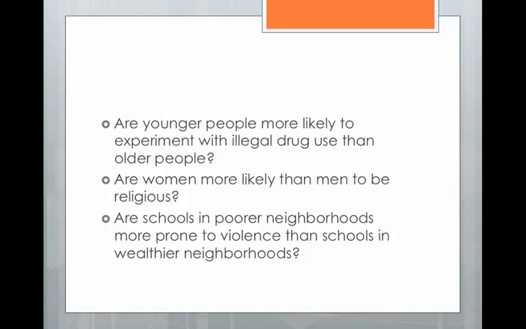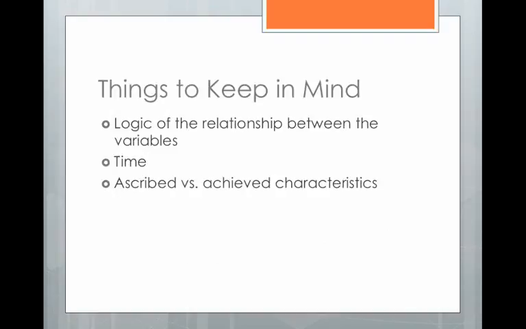Our third one here, are schools in poorer neighborhoods more prone to violence than schools in wealthier neighborhoods? So here the two characteristics that we're looking at are the income of the neighborhood that the school is located in and the rate of violence in the schools. And so here we're saying that the wealth of the neighborhood, if it's poor or wealthy, has an effect on violence in the school. So here, the wealth of the neighborhood is your independent variable, and the level of violence is the dependent variable.